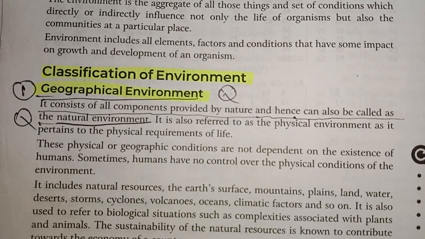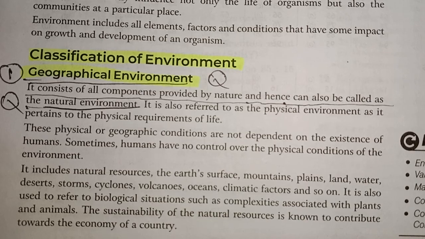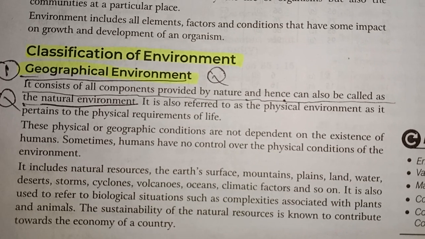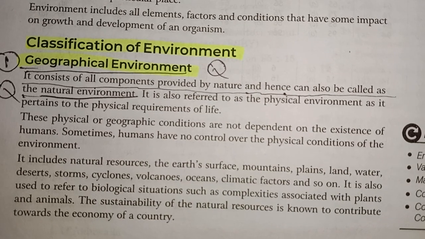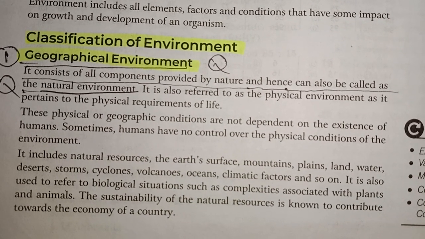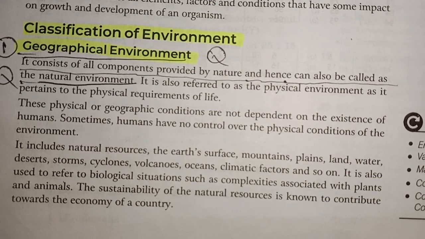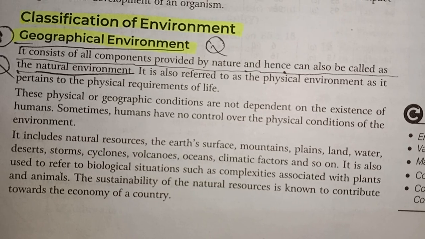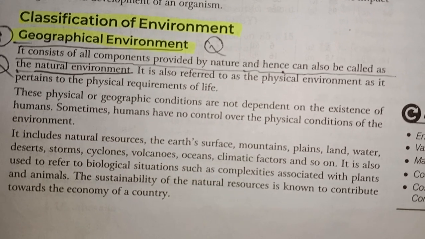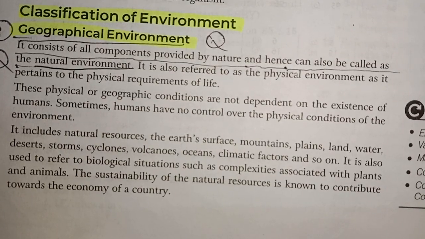It includes natural resources, the earth's surface, mountains, plains, land, water, desert, storms, cyclones, volcanoes, oceans, climatic factors, and so on. It is also used to refer to biological situations, such as complexities associated with plants and animals. The sustainability of the natural resources is known to contribute towards the economy of a country.